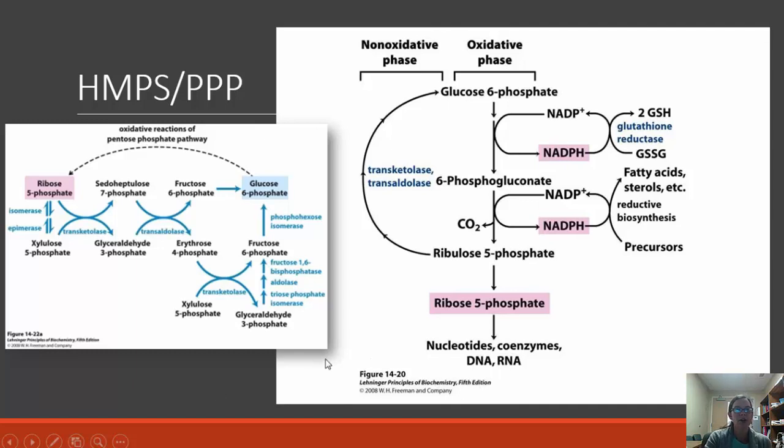And then we have our non-oxidative phase in which ribose 5-phosphate can actually be transformed back into glycolytic intermediates, such as fructose 6-phosphate and G3P. Here's fructose 6-phosphate again, and G3P, and these can go back to G6P. And we know that G6P is kind of the start of our other metabolic pathways.